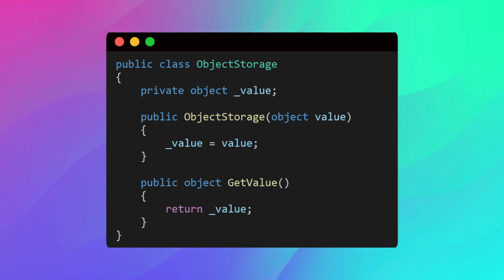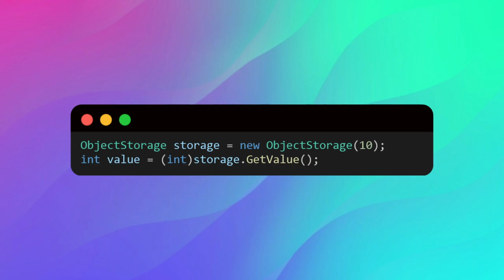Let's take an example to show why this is important. Without generics, you might write a method like this. The problem here is that the object type can store any value, but you lose type safety. You need to cast the value back to its original type when retrieving it. If you cast incorrectly, you'll get a runtime error. This approach is also less efficient because boxing and unboxing occurs when working with value types. With generics, you can avoid these issues entirely.